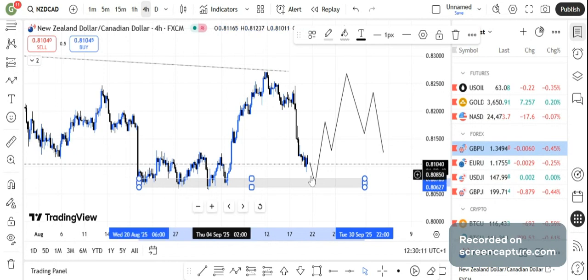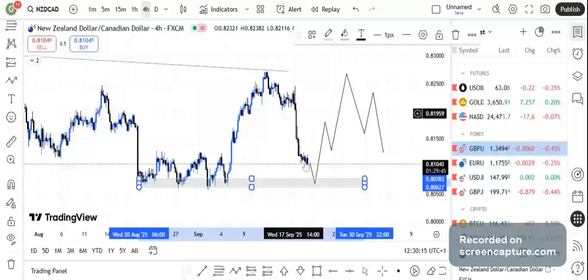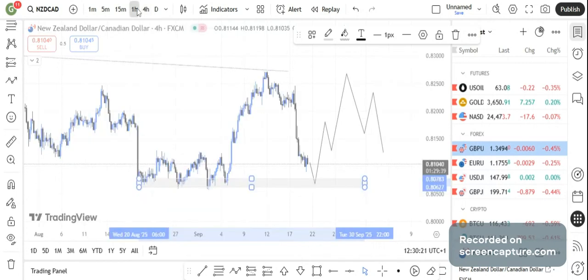This is the support zone, and the market is currently bearish. If you go to the 1 hour time frame, you will see that the price of NZD CAD is bearish on the 1 hour time frame. Okay, still loading. All right, the network is not back yet.